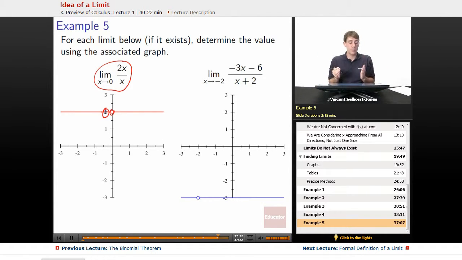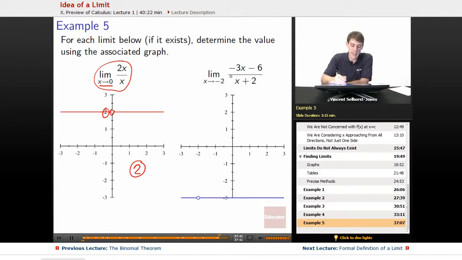While at actually plugging in 0, 2 times 0 over 0 gets us 0 over 0. We can't plug in 0. So it doesn't exist at 0 over 0, but on the way to x equals 0, it exists just fine. So we can see what the limit that it's going towards is. So the limit that it's going towards is 2.